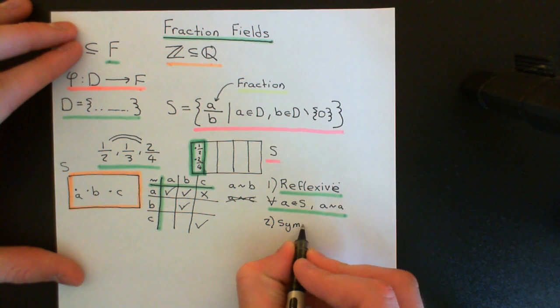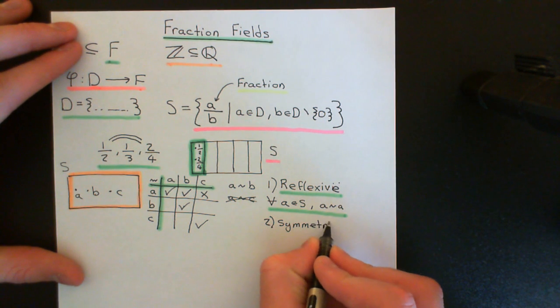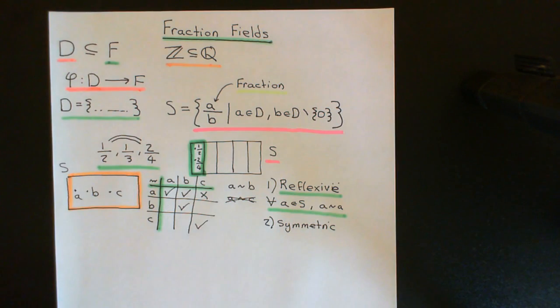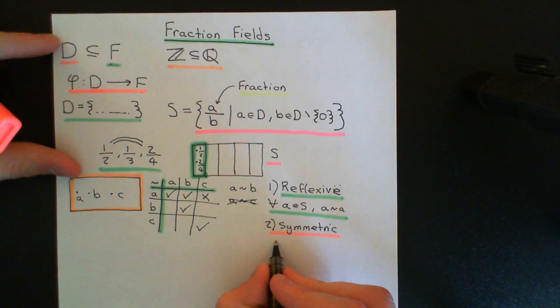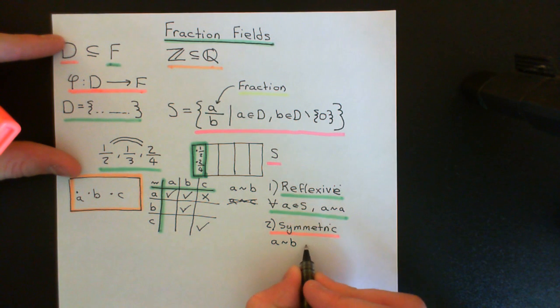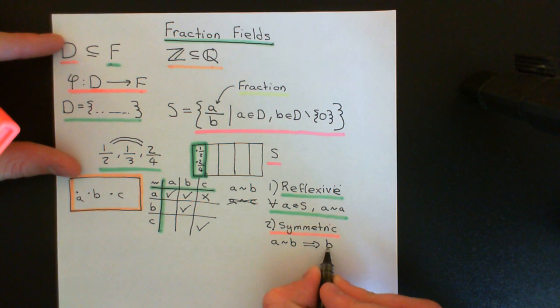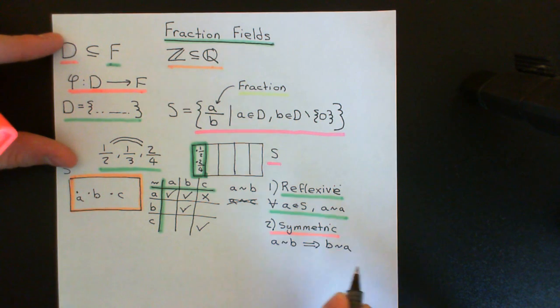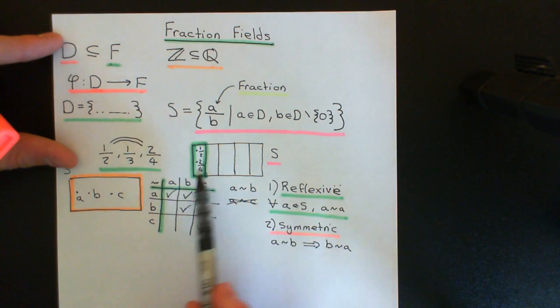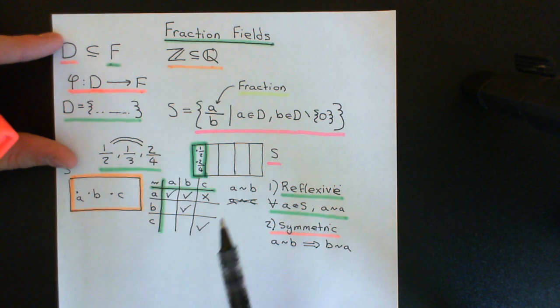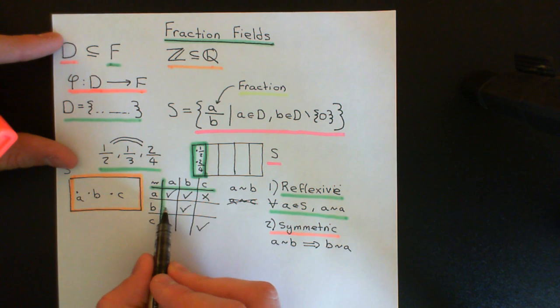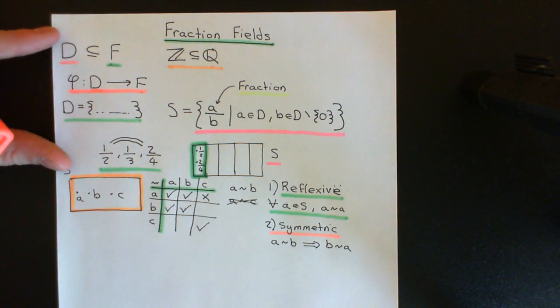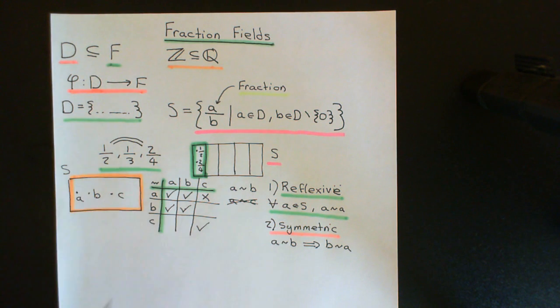Symmetric is the next property that it needs to have. So it needs to be symmetric. Now, what does symmetric mean? Symmetric means that if you have stated that A is related to B, it must also be the case that B is related to A. Now, what that means is that the table here is going to be symmetric down the diagonal line. So we've said A is related to B here, so we now need B to be related to A. So we're going to need a tick in this box here.